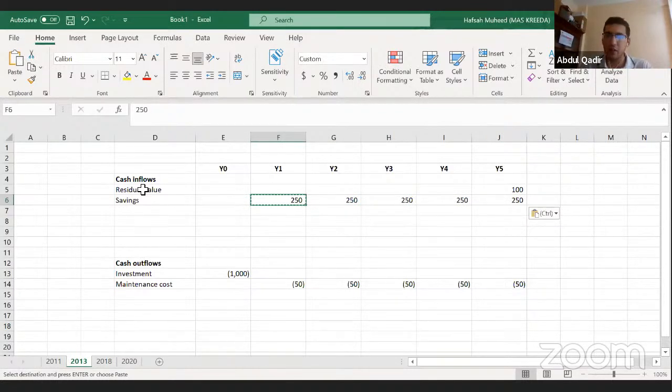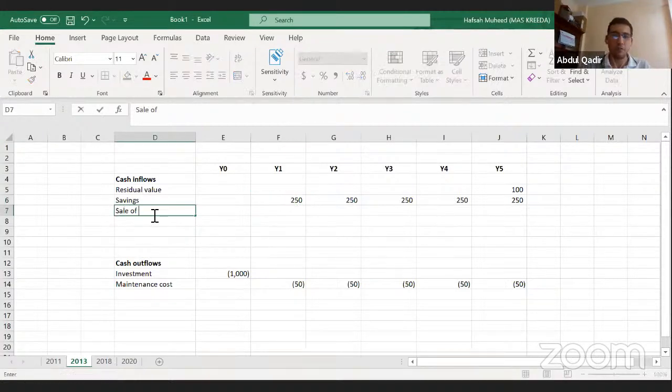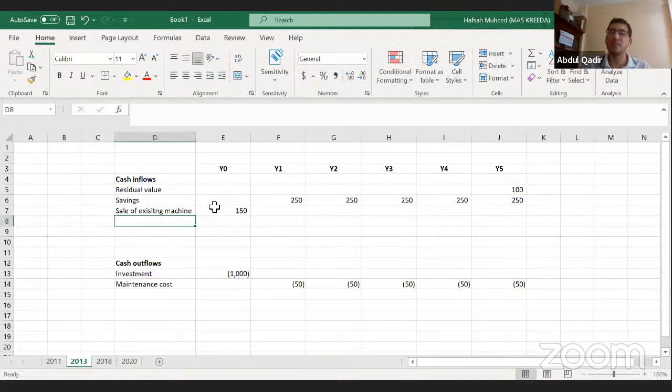It's pretty straightforward and basic, but you need to read the information carefully and put it onto the template, right? If the new machine is bought, the old machine could be sold for 150. So that is another inflow. Sale of existing machine. How much is that? 150,000. We put it under year 0 because then we can sell it in that year itself, right? So that's about it. We have gone through all the cash flow, so that pretty much covers all of it.